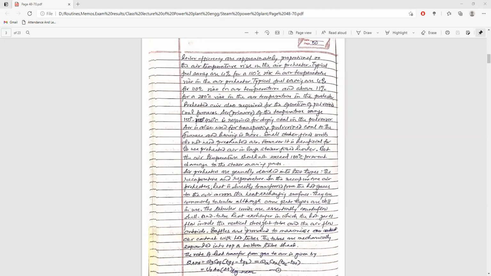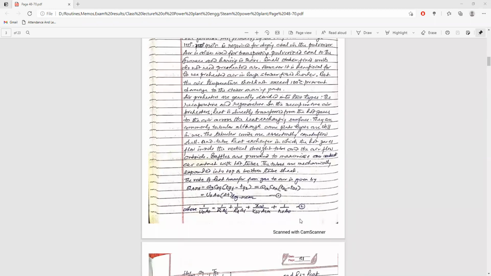Now, baffles are generally provided to maximize the air contact with the hot tubes, and the tubes are mechanically expanded into the top and bottom tube sheets. This also takes into account the coefficient of thermal expansion, which makes the tube expand from top and bottom, and expansion joints can house the expansion of the tube itself.